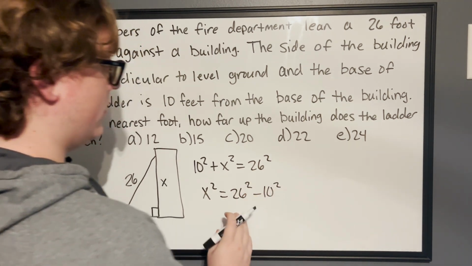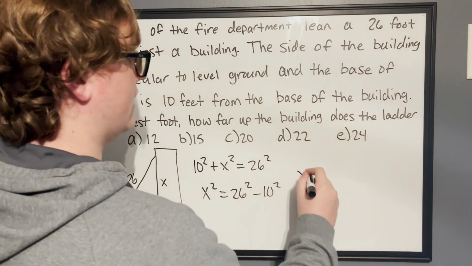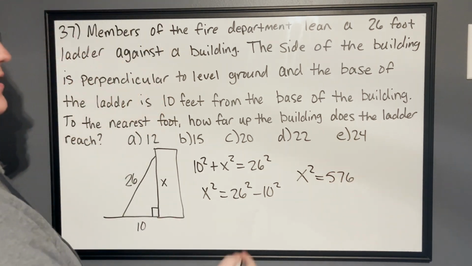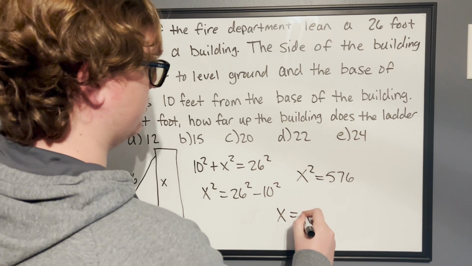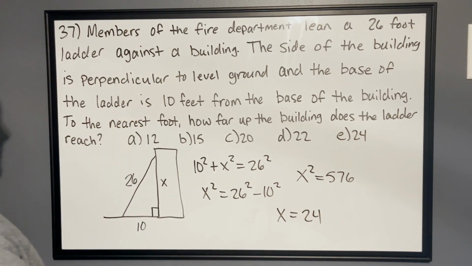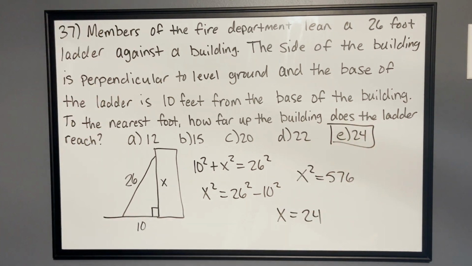Whenever we do this in our calculator, or we can multiply it and subtract it by hand, we get x squared is equal to 576. And then to solve for x, we take the square root of both sides. And remember, we only need the positive number because this can only be a positive distance. x is equal to 24, and 24 is the square root of 576. That means our answer is going to be E for this question. And we're done, so we can go ahead and move on to question 38.